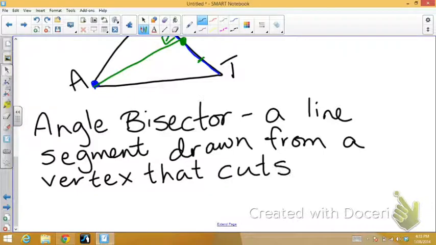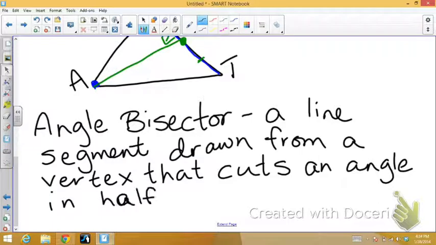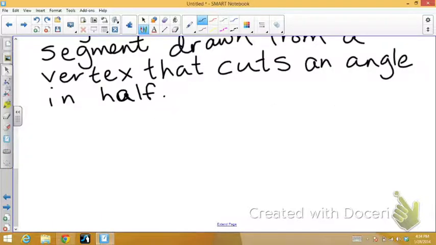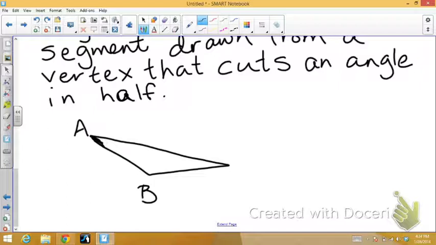This time we don't even care how it hits the opposite side. It doesn't have to hit it halfway, it doesn't have to hit it at a perpendicular angle. We just want it to cut the angle in half, and then it'll hit the other side wherever it happens to hit the other side. So again, random triangle. Let's do one like this time. And let's label it ABC again.